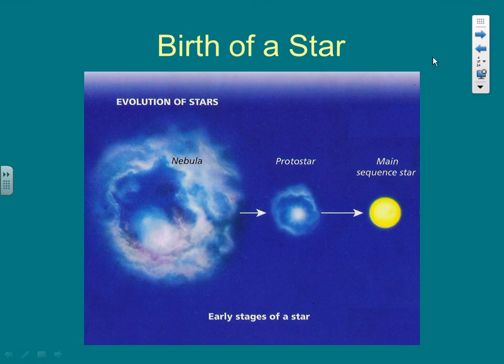So, right, here is a big nebula. Gravity's pulling it together, makes it into a protostar. Fusion starts. If we get a nice balance between the outward push from the energy of fusion and the inward pull of gravity, we get ourselves a main sequence star.